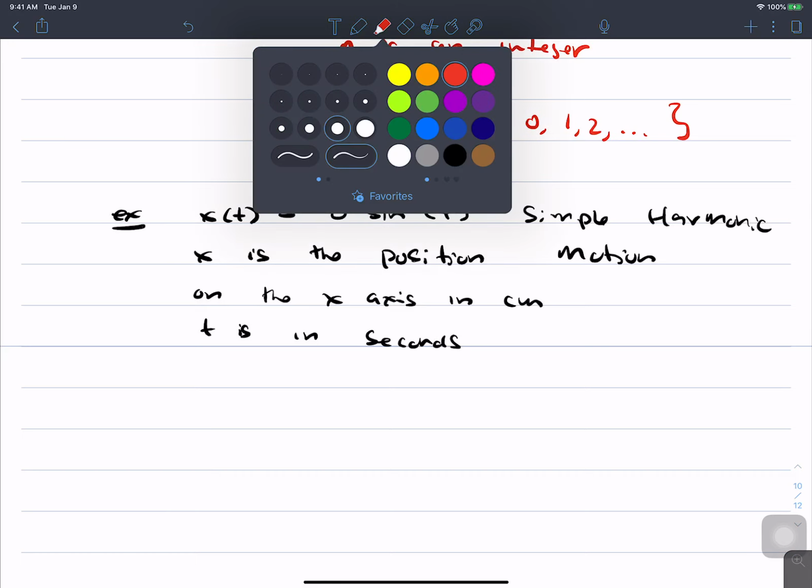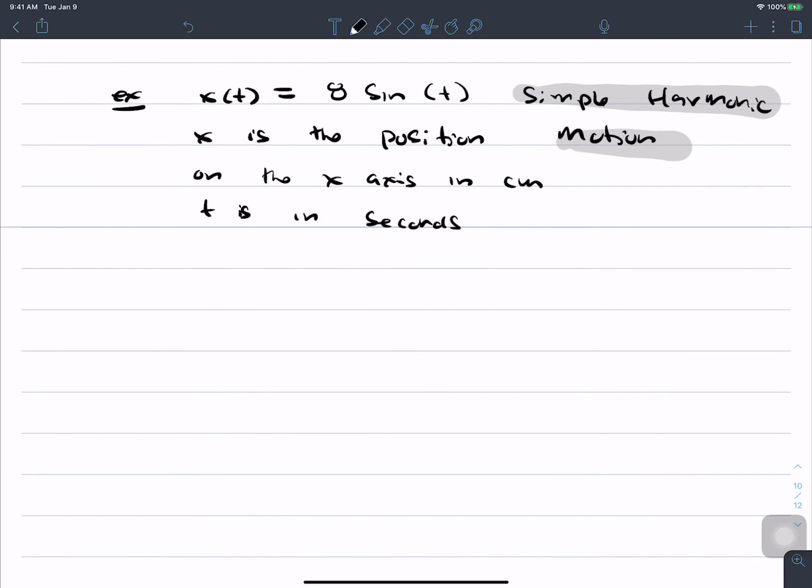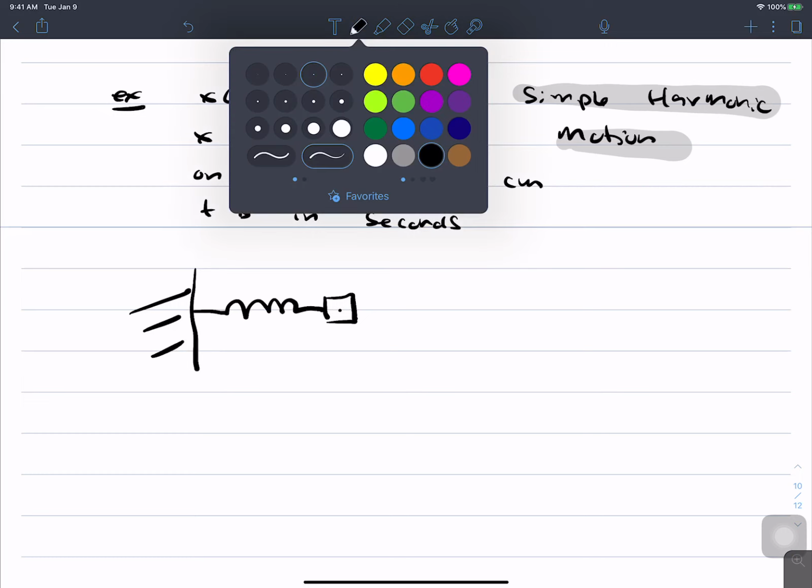So just kind of highlight some things so we don't get confused. This is simple harmonic motion. It's actually going to be left and right motion, kind of like your book. If you want to draw a picture, it's the very famous mass on a spring, where you push this mass to the right or the left.